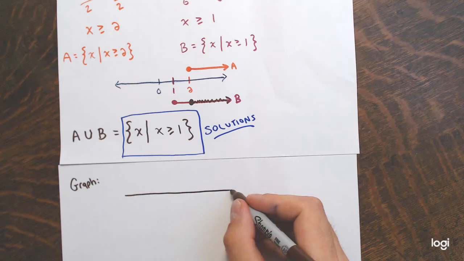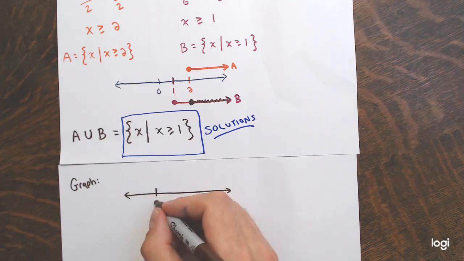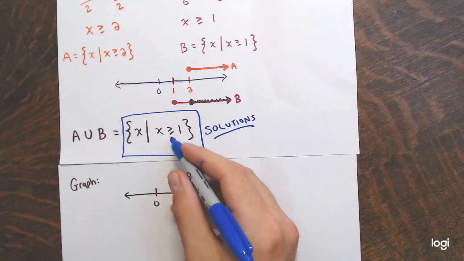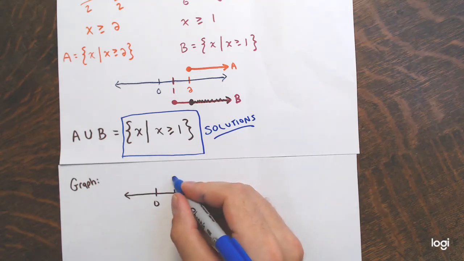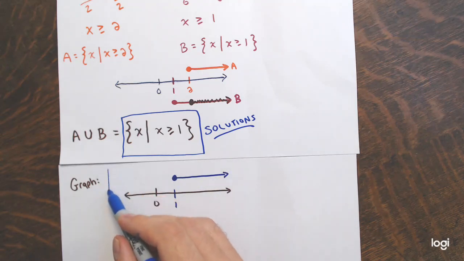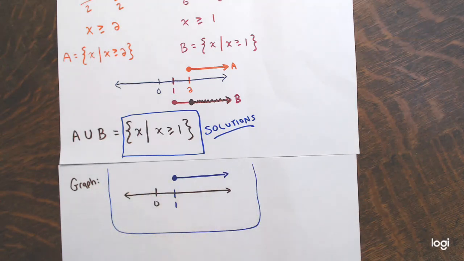So here's a number line, 0 somewhere, and the solutions are simply all the numbers greater than or equal to 1. So 1's in there, and all the numbers greater than 1 are over here. Right, there's a picture of all the solutions. Right. And now for the interval, again, different than the first two examples.